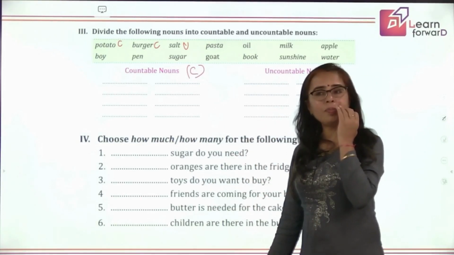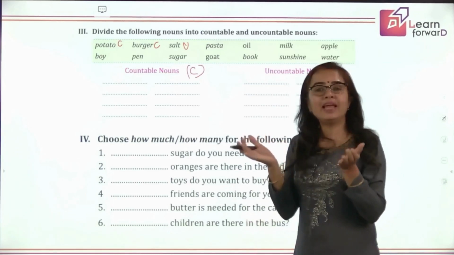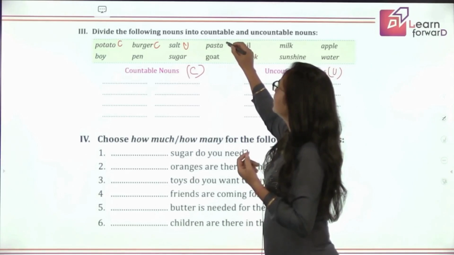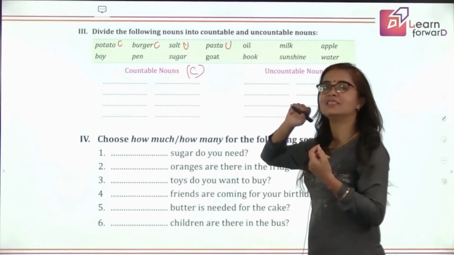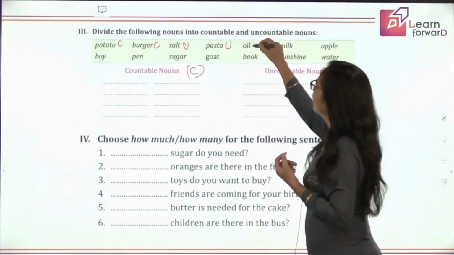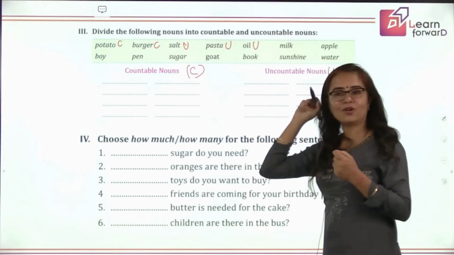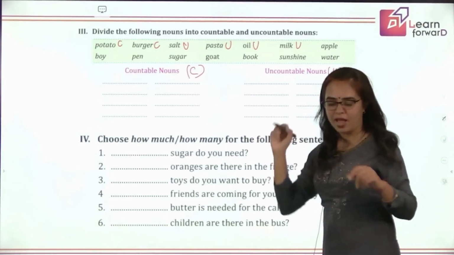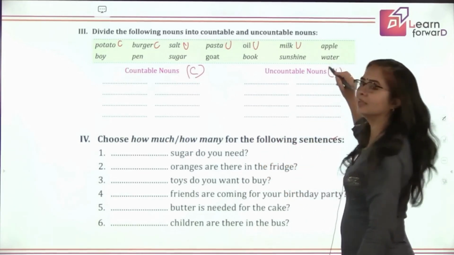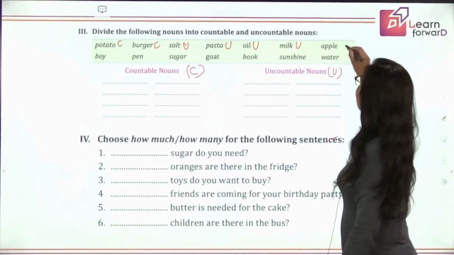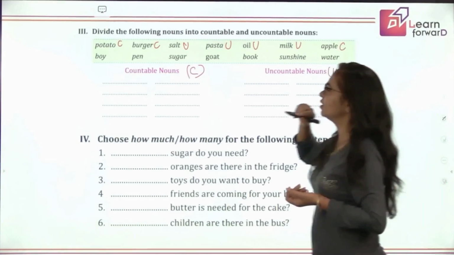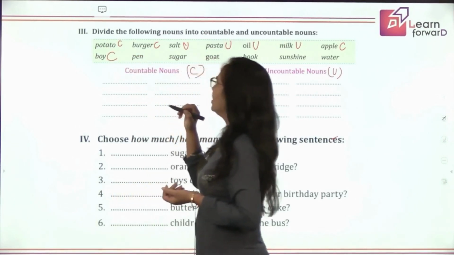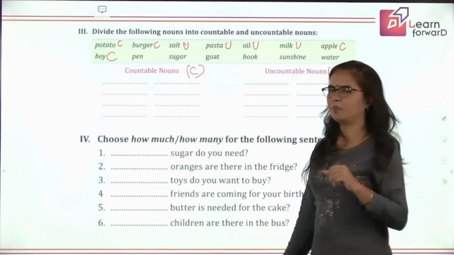Pasta. Is that countable? You take a plate of pasta. So you cannot count pasta. That is uncountable. Same is with oil. Good. Milk is also a liquid. Wonderful explanation. That's why it's uncountable. Good, students. Apples, so we can count. Good. How many boys? Very nice. And you can count your pens also.